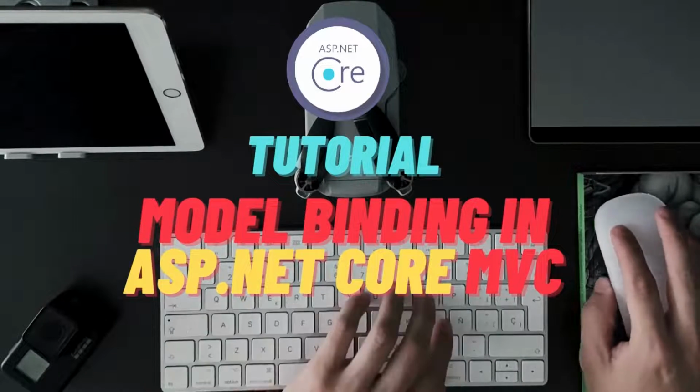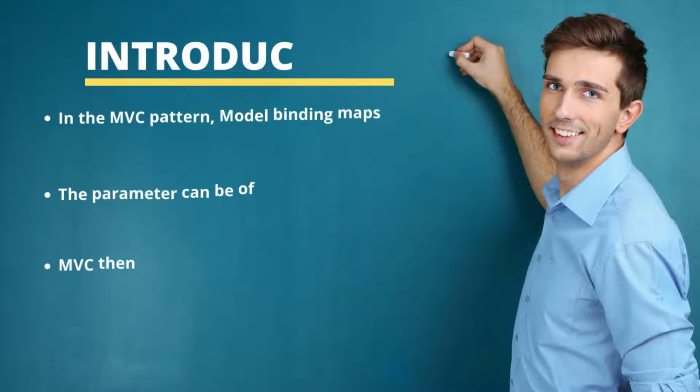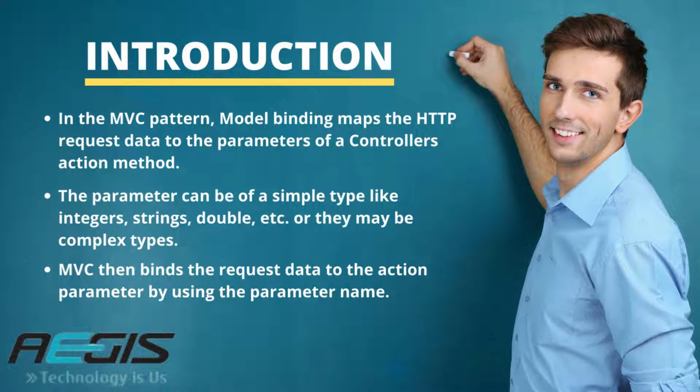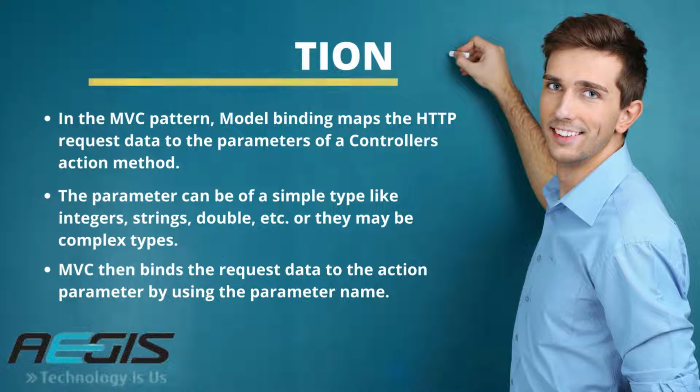Let's start to understand. First, I will explain some introduction. In the MVC pattern, model binding maps the HTTP request data to the parameters of a controller's action method. The parameter can be of a simple type like integers, strings, double, etc., or they may be complex types. MVC then binds the request data to the action parameter by using the parameter name.